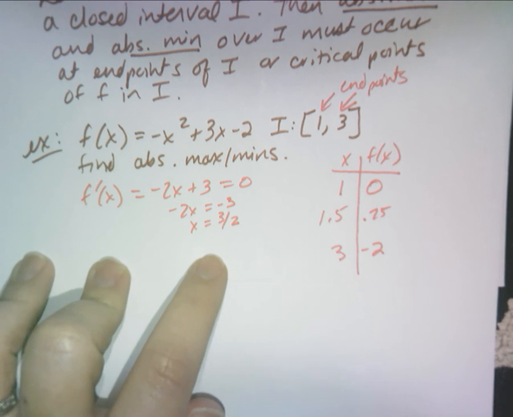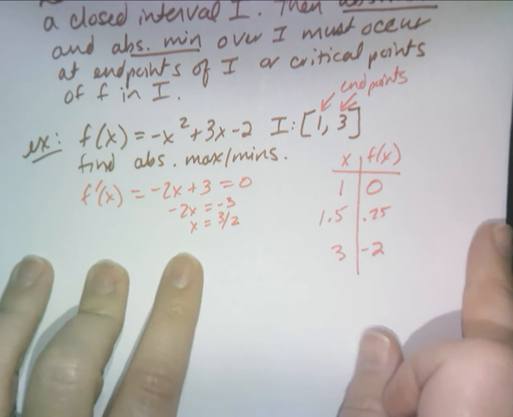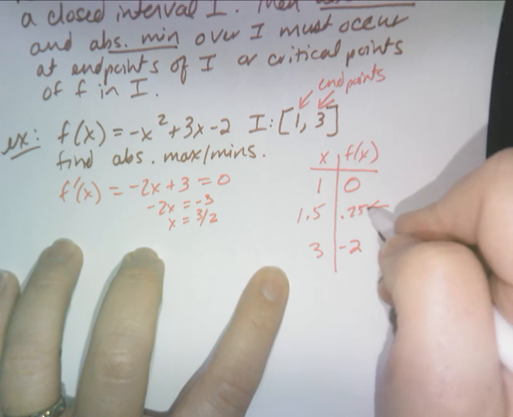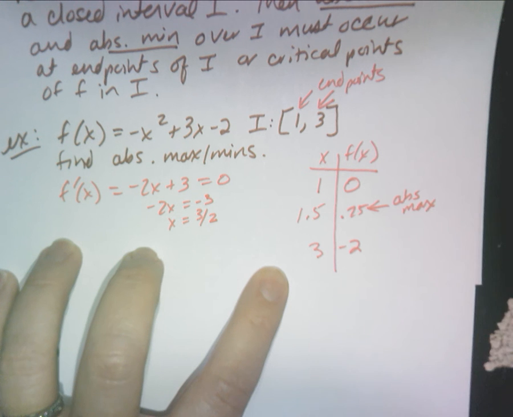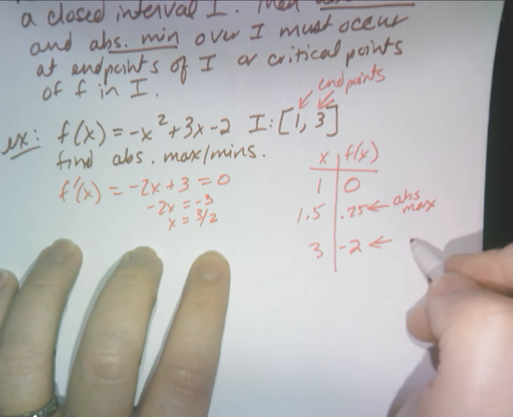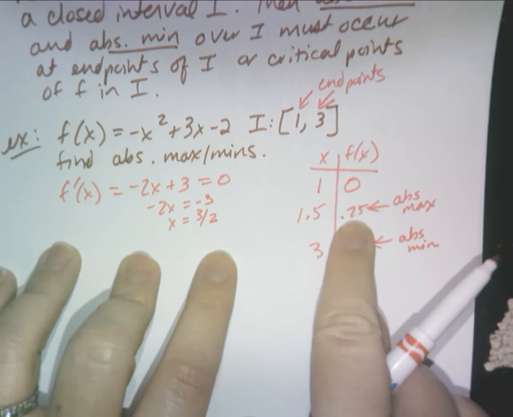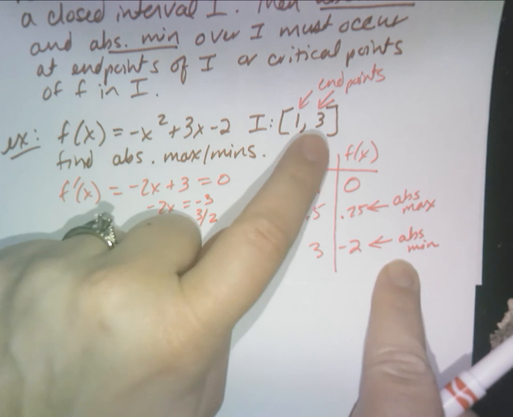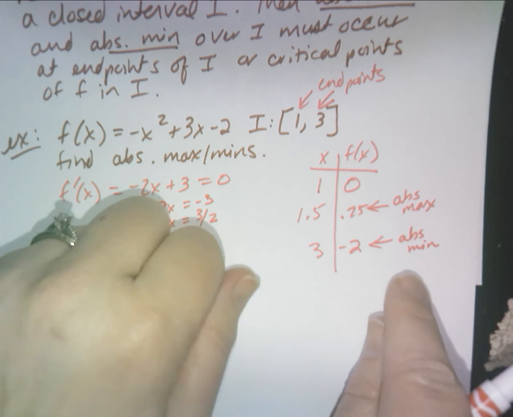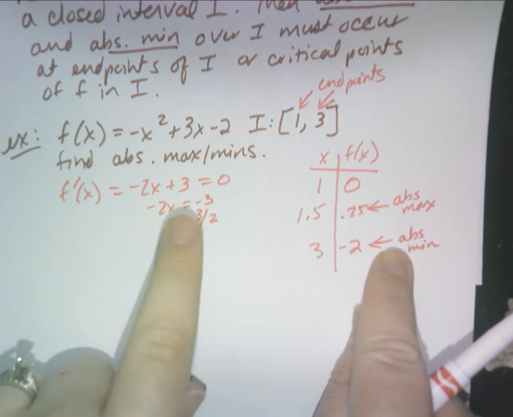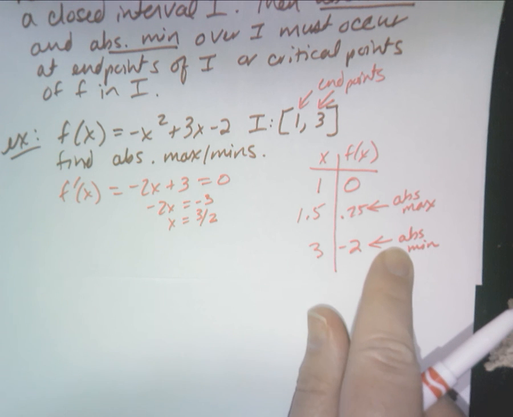Out of those 3 numbers, which one of them is your absolute max? 0.25, right? That is your absolute max. Which one of these is your absolute min? Notice your max occurred at a critical point. Your min occurred, though, at an endpoint. Absolute max and mins can only occur at endpoints or critical points. That's the whole idea of today.